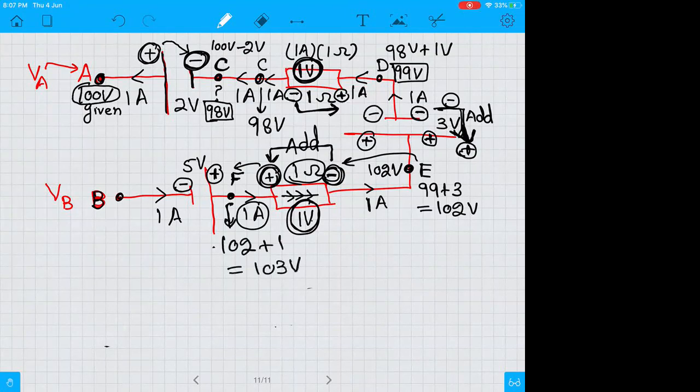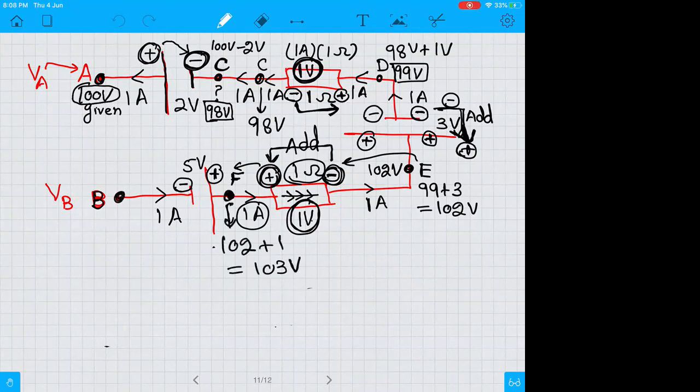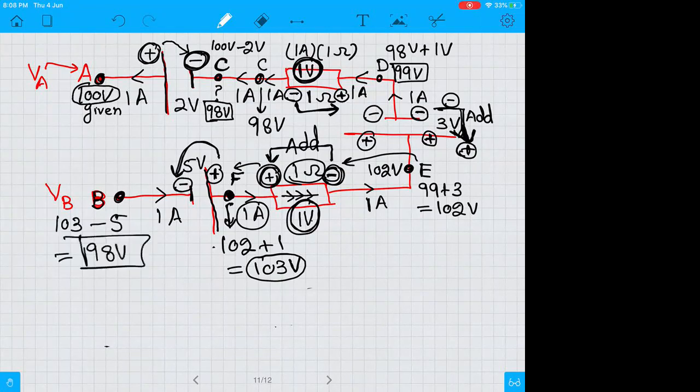Now you have to move from F to B. In moving from F to B, you see this is a battery of 5 volt, and here you have 103 volt. This 5 volt, since you are moving from positive towards negative, will be subtracted. Here you will get 103 minus 5, it would become 98 volts. So at point B, you will get 98 volts.